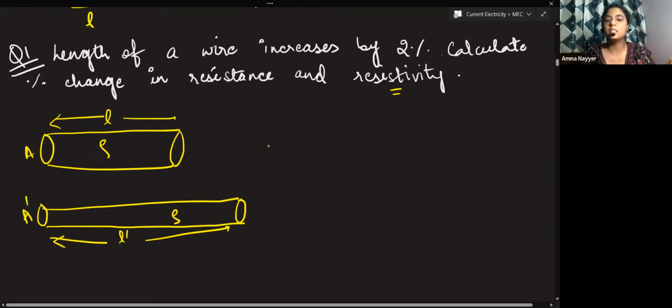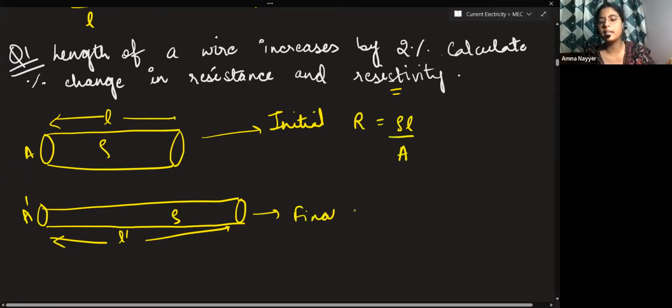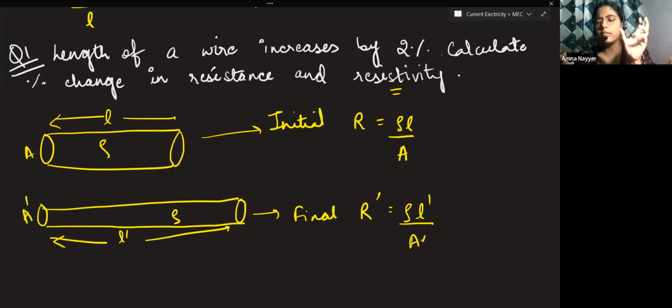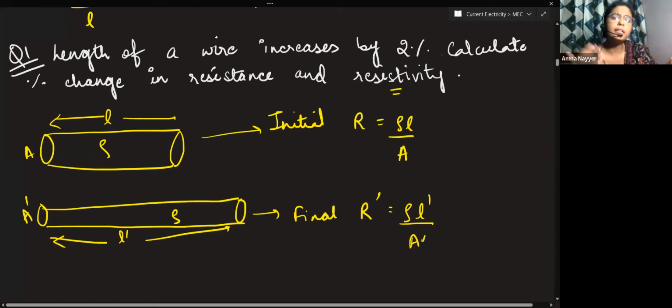But percentage change is in resistance. For example, initial resistance will be R is equal to rho L divided by A. The final resistance R dash will be equal to rho L dash divided by A dash. Now, how do you calculate the percentage change? Final minus initial, means whatever is the change, divided by original, multiplied by 100. In mathematics, how do you calculate percentage? This is the way to calculate. So similarly, you also have to calculate here.